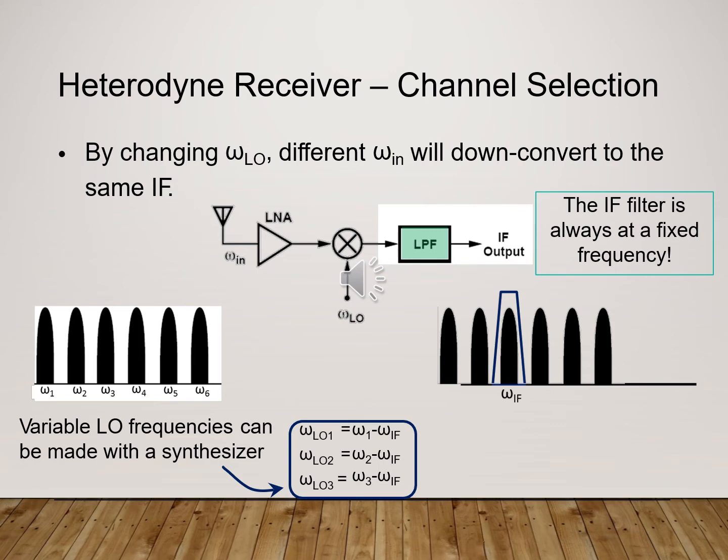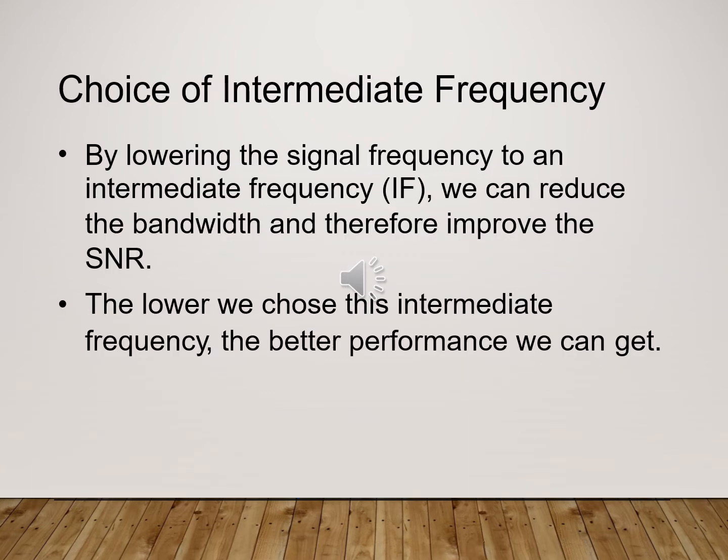So by changing the frequency of the local oscillator, different channels will down convert to the same intermediate frequency, and this is the big idea of the mixer in general. Now, the choice of intermediate frequency: how can an RF engineer designer select or choose the intermediate frequency? By lowering the signal frequency to an intermediate frequency, you can reduce the bandwidth and therefore improve the SNR, and this is the big idea behind it.